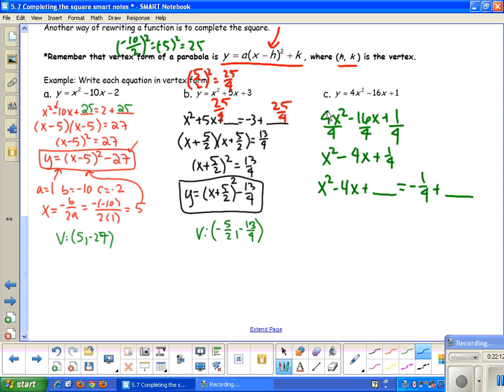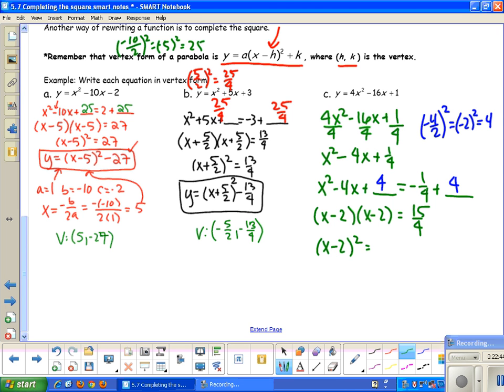And then my linear term's -4, so -4 over 2, so half my linear term squared. So -4 divided by 2 is -2, and -2 squared is 4. So that completes my square. And now I get to factor, so this is x minus 2 and x minus 2. And then -1/4 plus 4 gives me 15 over 4. So this would be x minus 2 quantity squared equals 15 over 4.